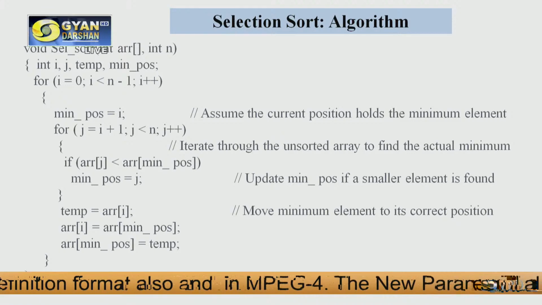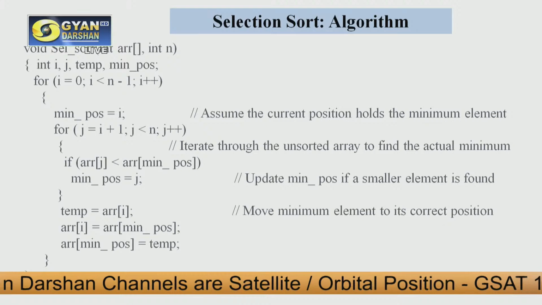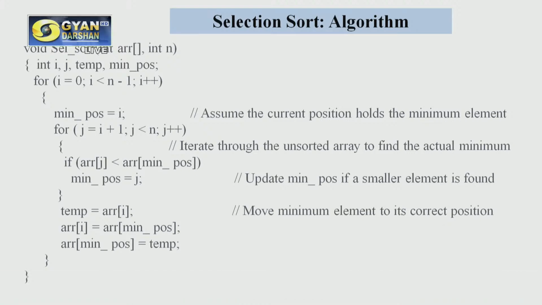And for every value of i, say i is 0, in the beginning this min position variable will store the value of i. So when i is 0, min position will store 0, and then we execute another inner loop, that is j equal to i plus 1. So i is 0, so j will start from i plus 1, that is 1, and it will continue till less than n, that is till n minus 1.